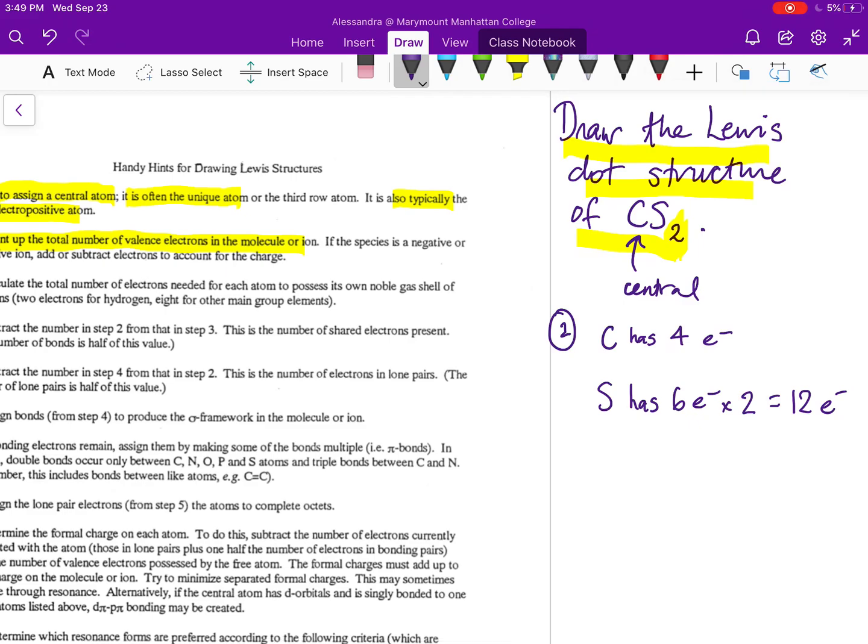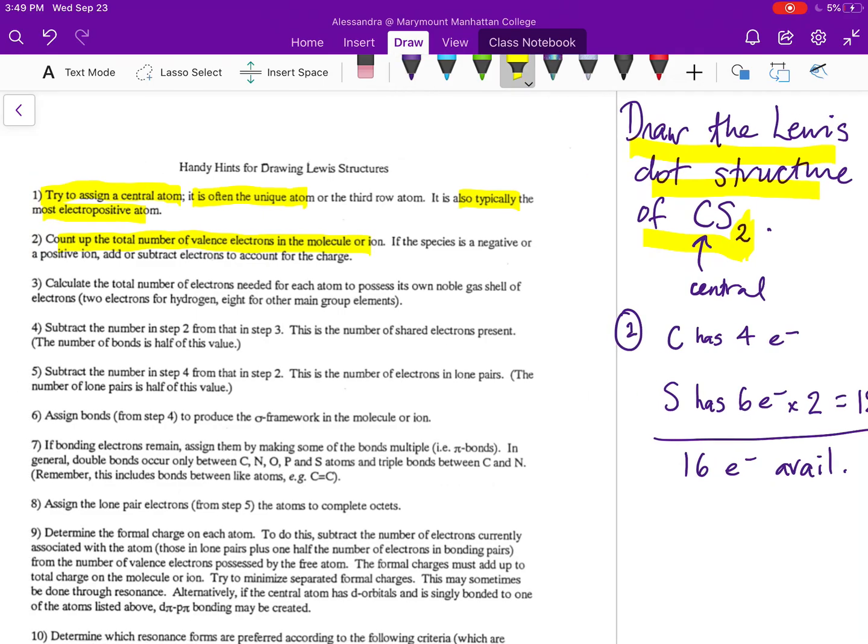Now, the 4 plus the 12 means that I have 16 electrons available. 4 plus 12 is 16. 16 electrons that the carbon and the sulfur bring to the table.